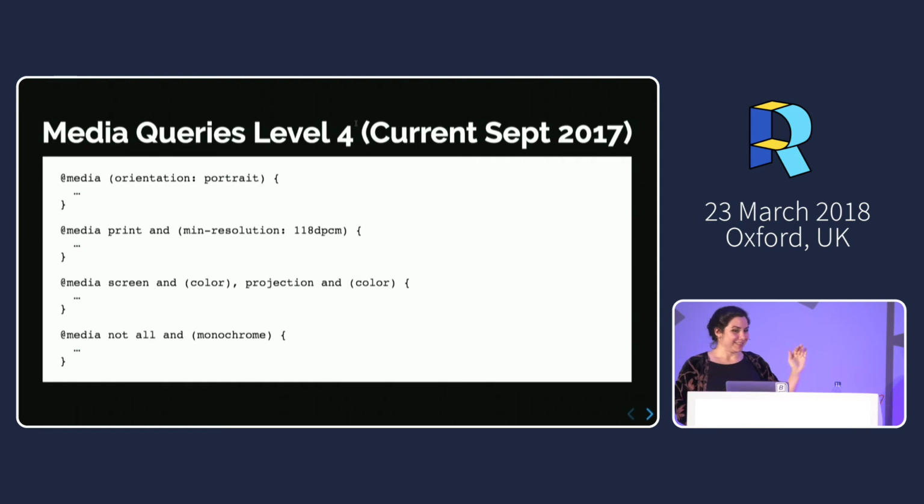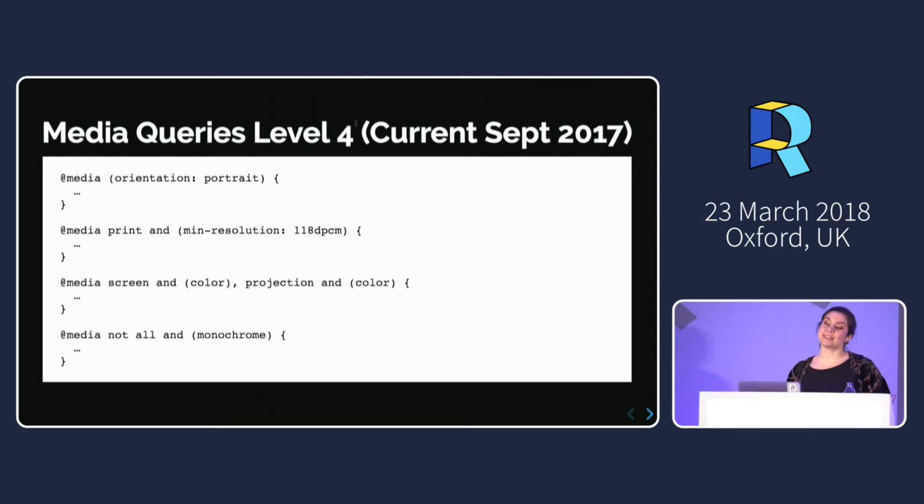But things that we can do currently in media queries level 4 are orientation. So you can set media queries for portrait or landscape device orientation. You can set minimum resolutions for your print media queries. You can set color, like monochrome. You can use not all monochrome. These are things that we can leverage more of. You can set styles for projections, so you can make things brighter on projections. I can make my presentation look entirely differently on that screen than it does on my screen, which is a terrible idea, but it's a possibility.